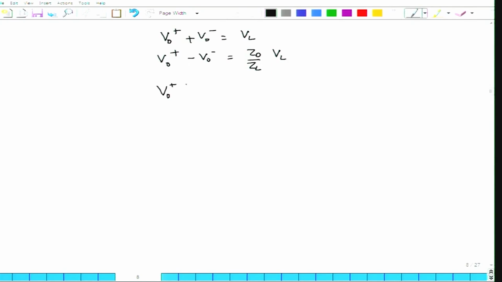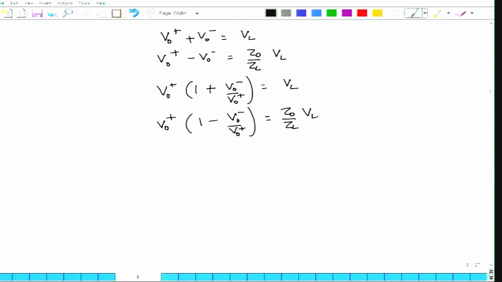I take V0 plus as a common factor out, and what I get here is 1 plus V0 minus by V0 plus, which would be equal to VL. In the next equation, if I take this common, I get 1 minus V0 minus by V0 plus, which would be equal to Z0 by ZL into VL. I can now divide this equation by this equation, but before doing that, let me denote the ratio of the amplitudes V0 minus to V0 plus.